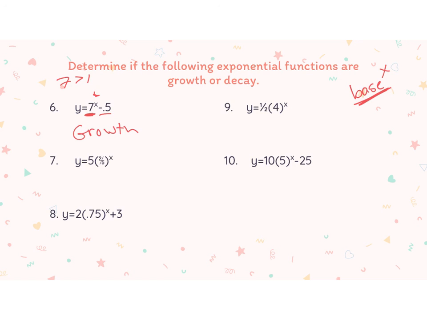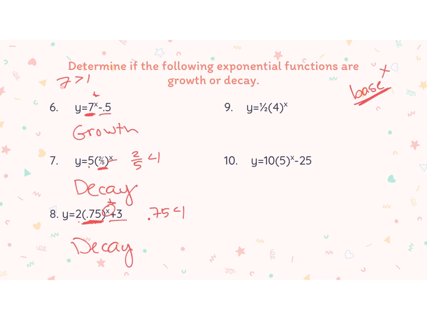If I take a look at the next one, now I've got y equals 5 times 2/5 raised to the x. The thing that's being raised to the x power here is less than 1. 2/5 is less than 1. So this is one where I'd call it decay. In number 8, I have y equals 2 times 0.75 raised to the x plus 3. 0.75 is the thing being raised to the x power. 0.75 is less than 1, so again, I would call this decay.